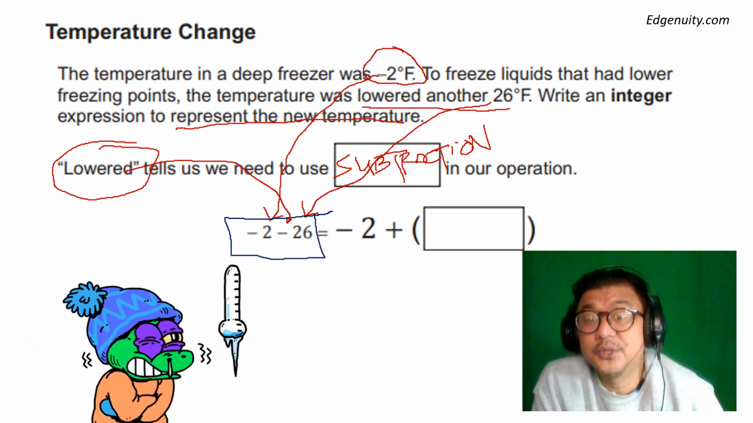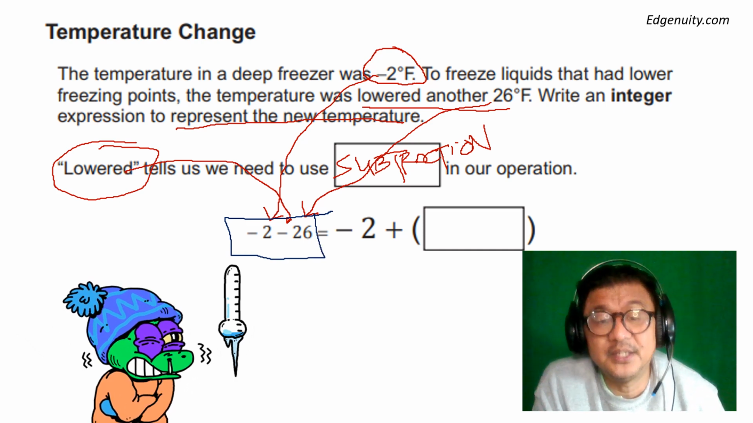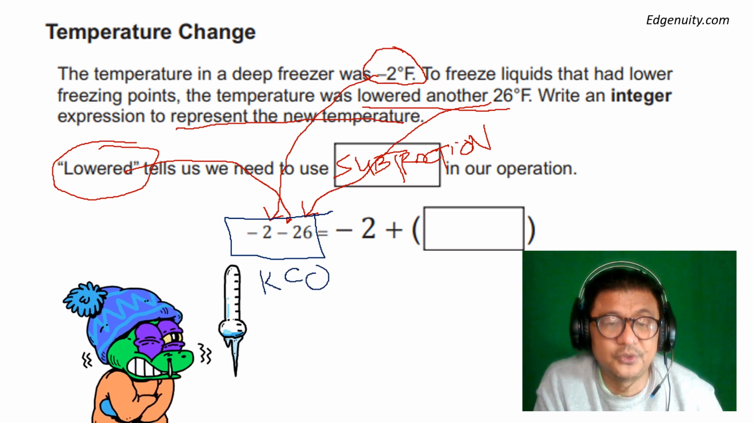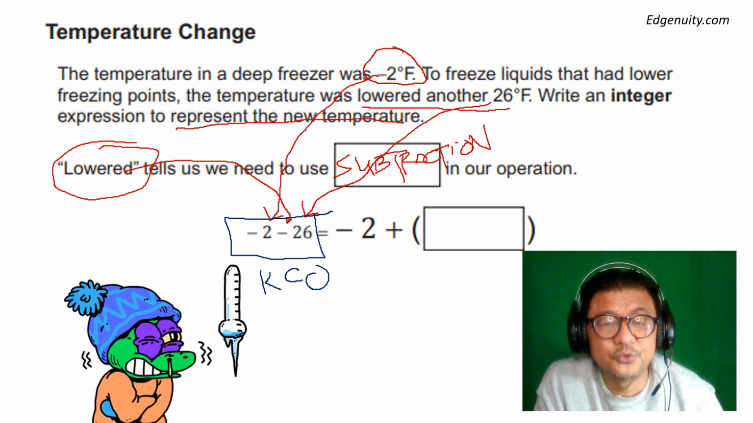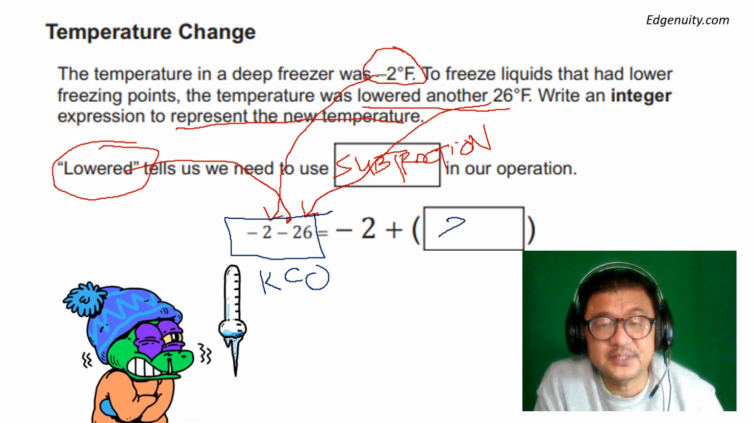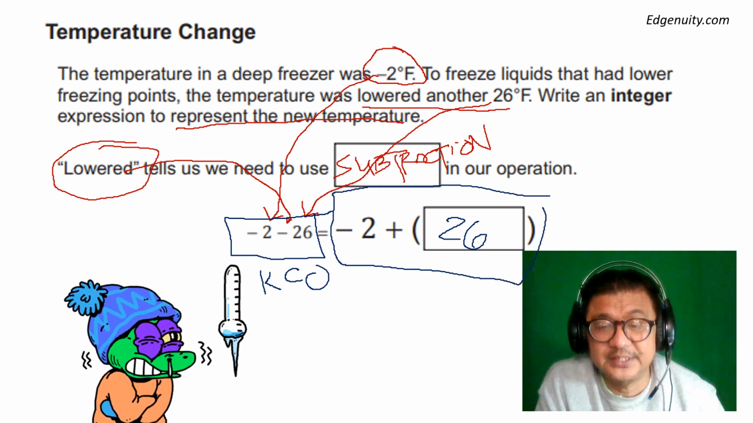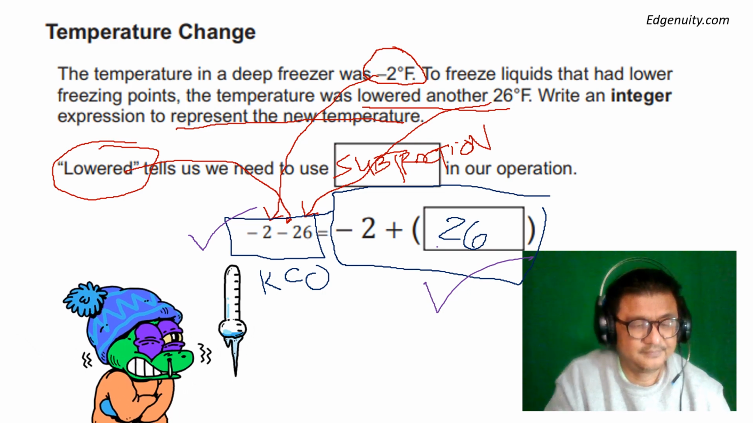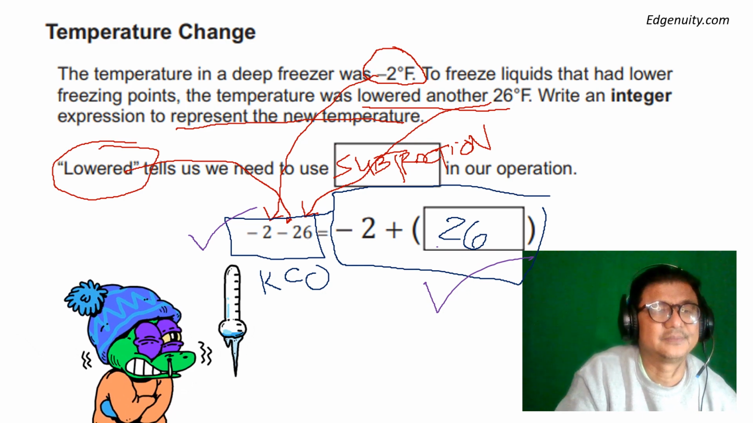But expressions could be written in another way. Since subtraction is adding the opposite, you could also say -2 plus -26. This expression is the same as that expression. So in a test, if you gave me this, you get a credit. If you gave me this, you get a credit. They are the same. Okay, next.